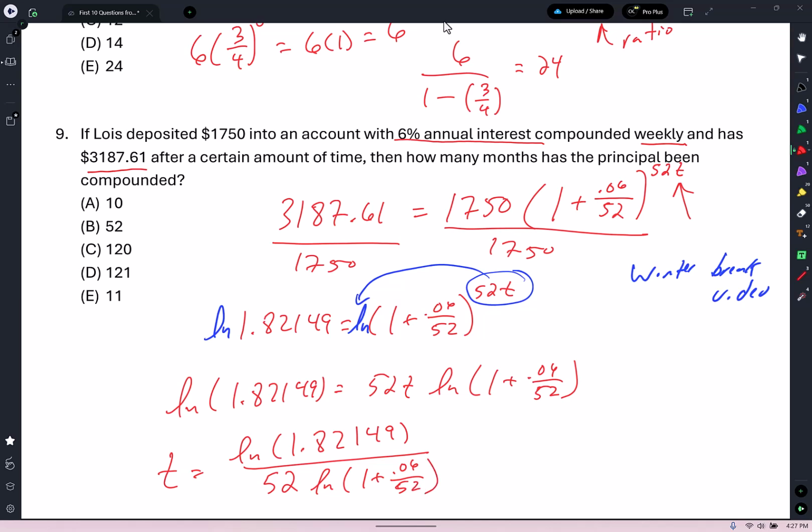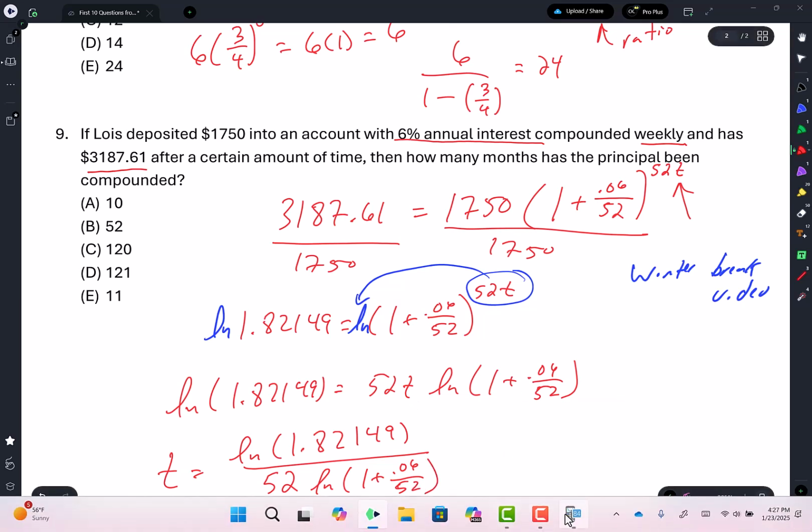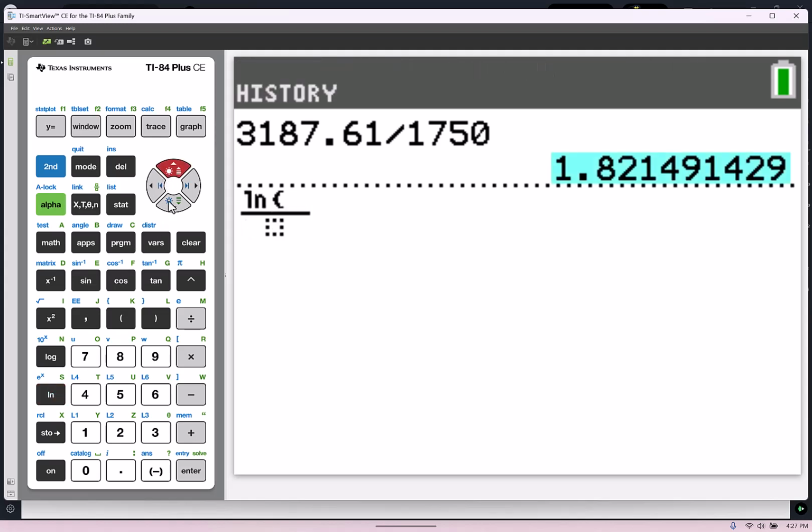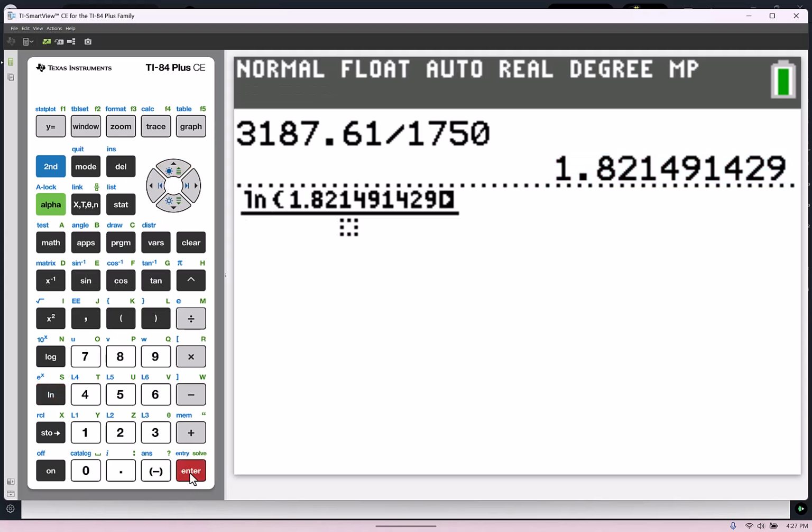So take your calculator, and I'm literally going to make it look like that. So I'm going to do alpha y equals enter, and I'm going to go ln. Let's see if it works. And I'm going to push up, and I'm going to push enter like that. Yes, it works. Awesome. See?